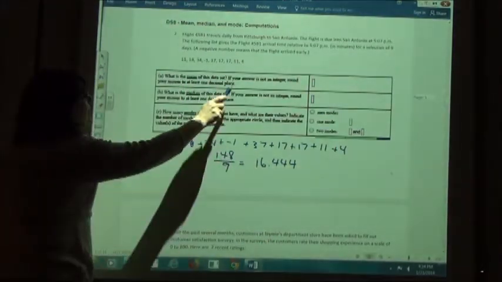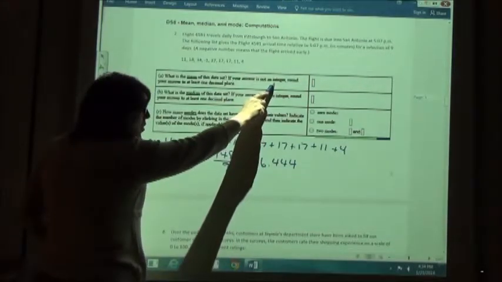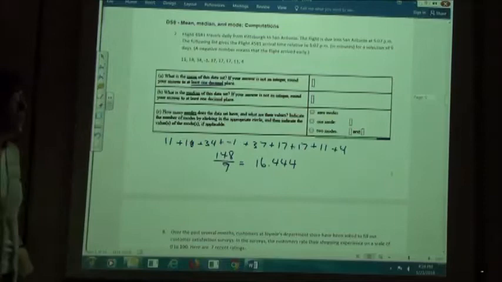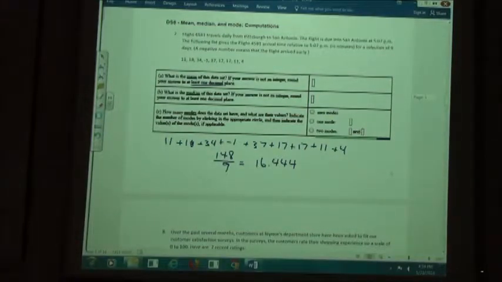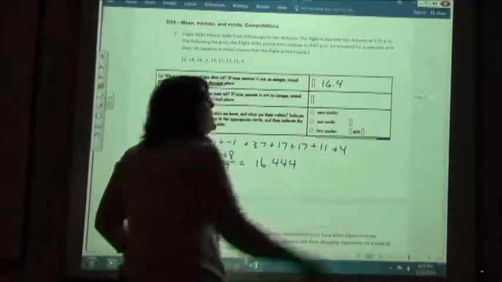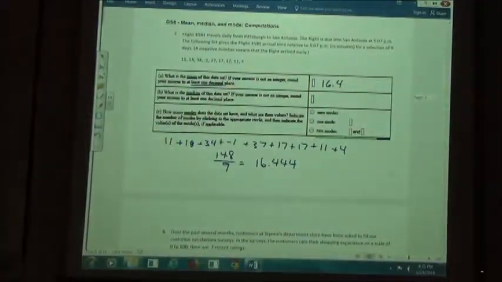It says if your answer is not an integer, a whole number, round your answer to at least 1 decimal place. Means you can have more than that, but the minimum you should have is 1 place. So 16.4 would be the minimum. If you use 16.44, that would be okay.